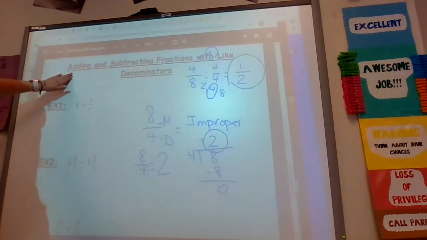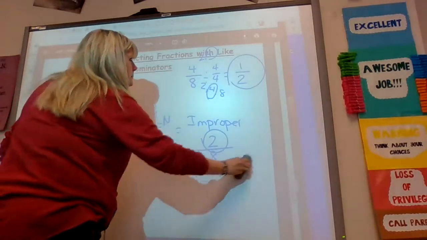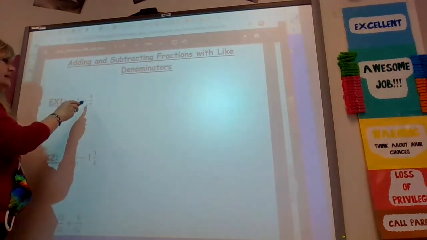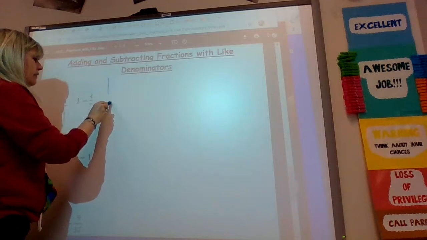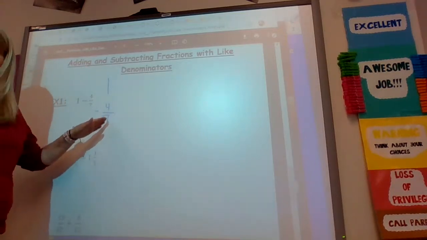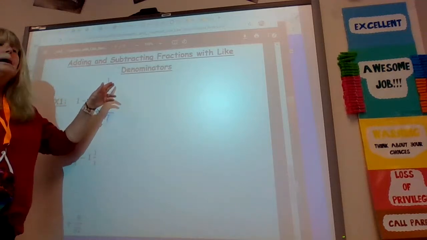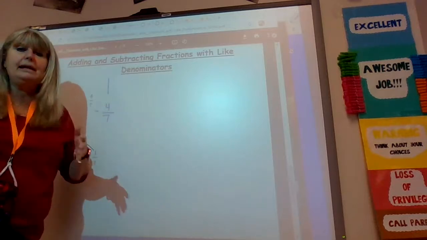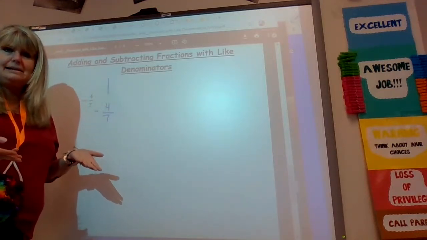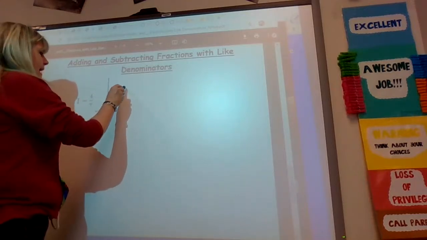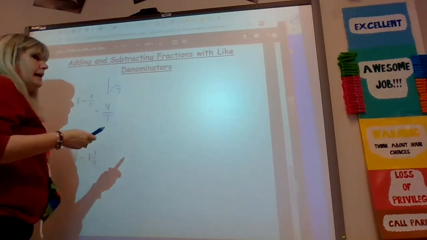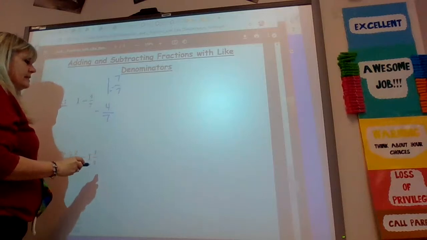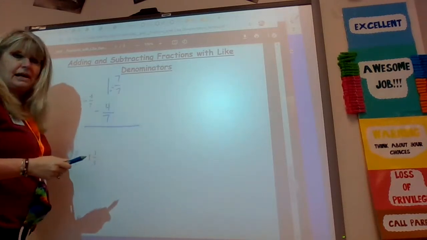Okay, let's do some practice. Now, when I'm looking at fractions like this, it says 1 minus 4/7. Okay, if my denominator is 7, then I'm going to change this number right here to 7ths. Now, if it's a whole number and it represents 1, how many pieces is it going to be cut into? Well, it's going to be 7. And if it's a full piece, then it's 7/7. So 1 is equivalent to 7/7.